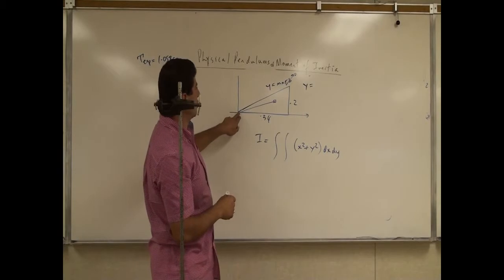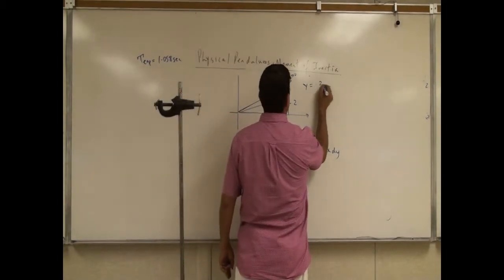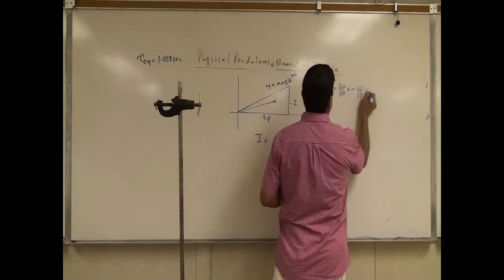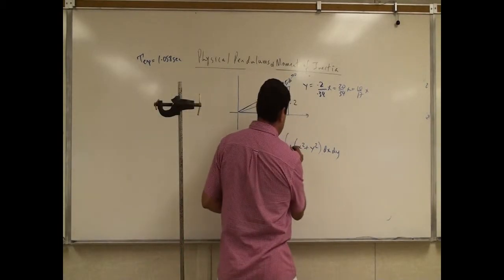So since it starts at the origin, the slope is going to be the rise over the run, so y is equal to 0.2 over 0.34 x, right? That's my y equation. So I'm going to integrate this in terms of y first.